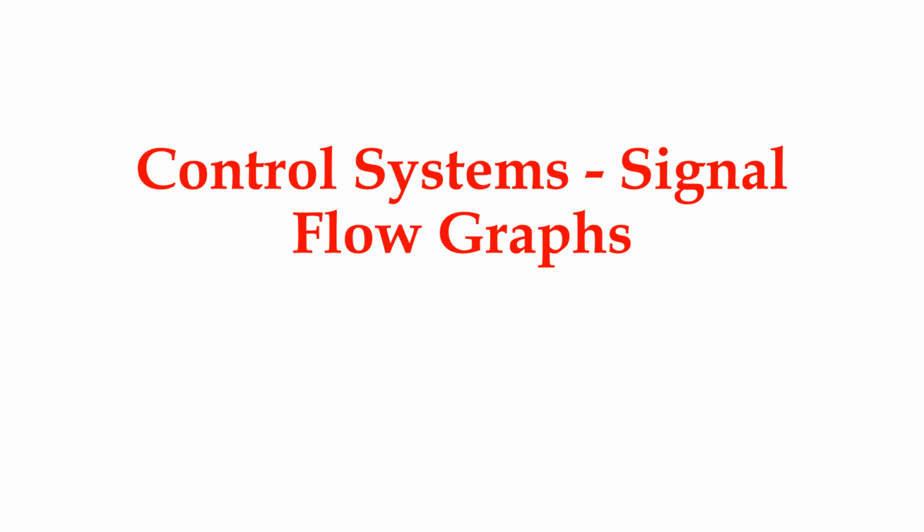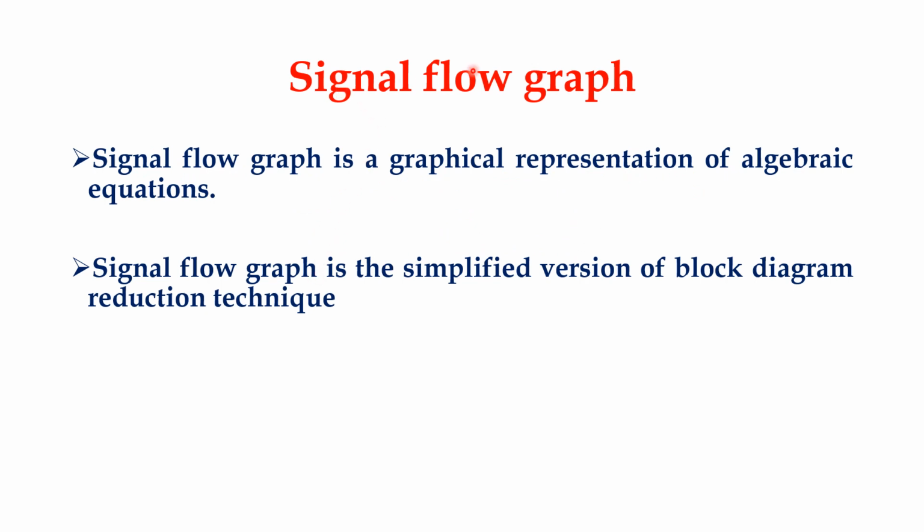In this video, I am going to explain signal flow graph in control system. What is signal flow graph? Signal flow graph is the graphical representation of algebraic equations. Next, signal flow graph is the simplified version of block diagram reduction technique.